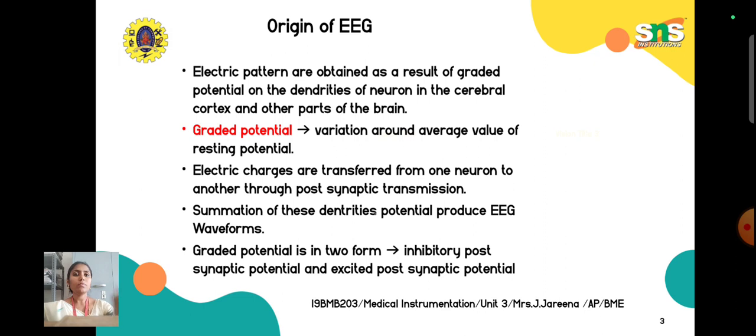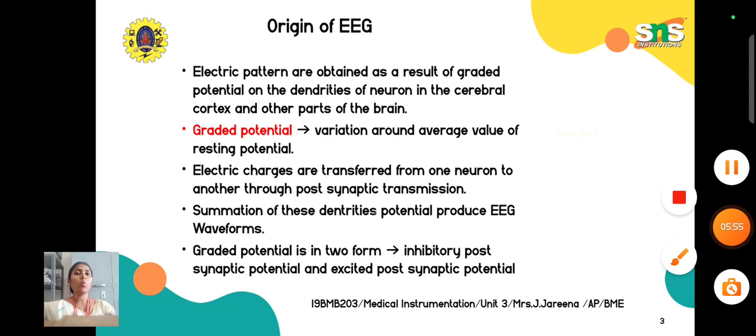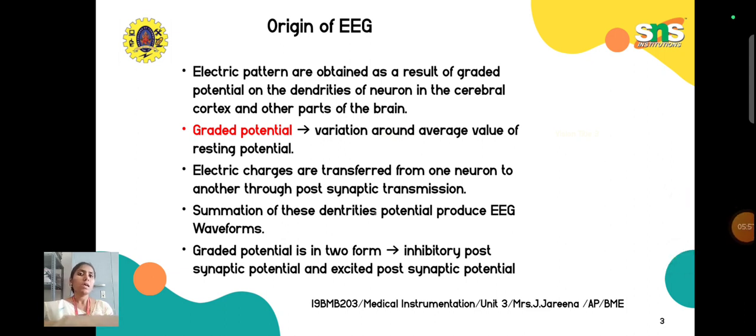Next, we will see the origin of EEG. So far we discussed what EEG is in terms of the basic things. Next we will see the origin of EEG, how this EEG signal is generated, and what is actually called the electrical activity of the brain, everything in detail in the next class.